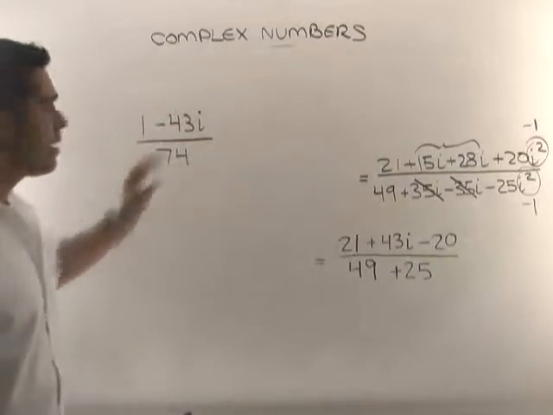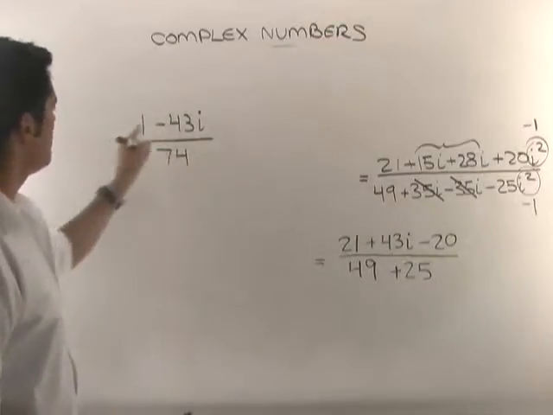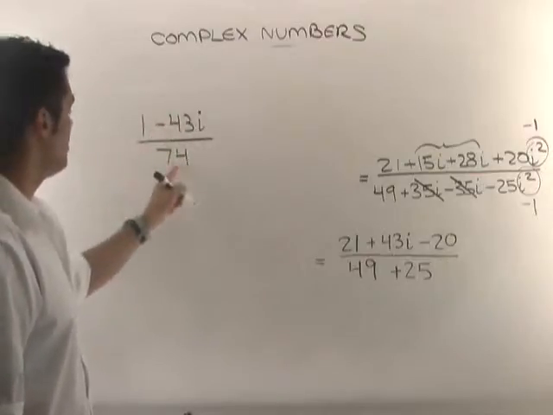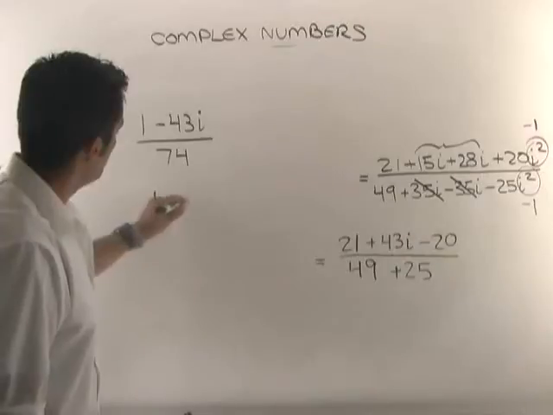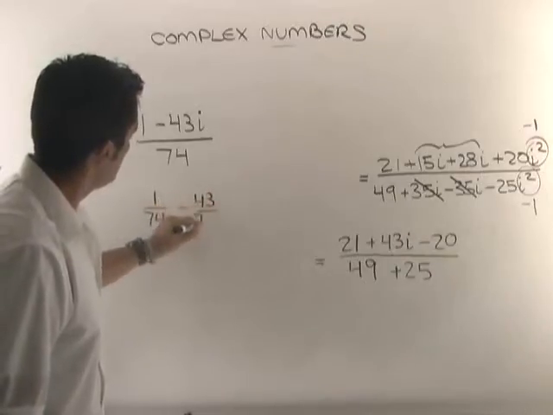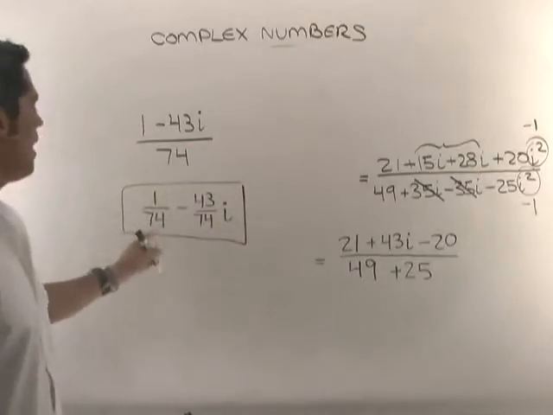Now that may not look like a complex number, but what you can do is you can split it into two pieces. Since there's two terms in the numerator and one in the denominator, you can write that as 1 over 74 plus 43 over 74i. And that's a complex number. It's in the form a plus bi.